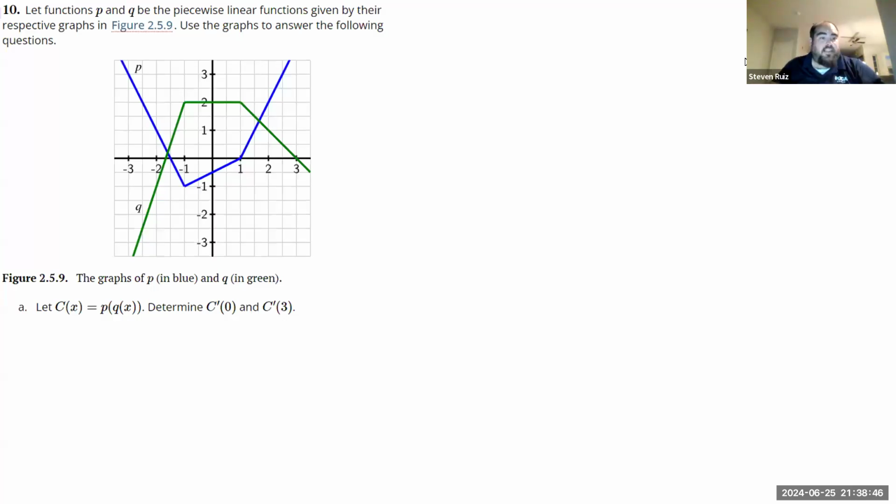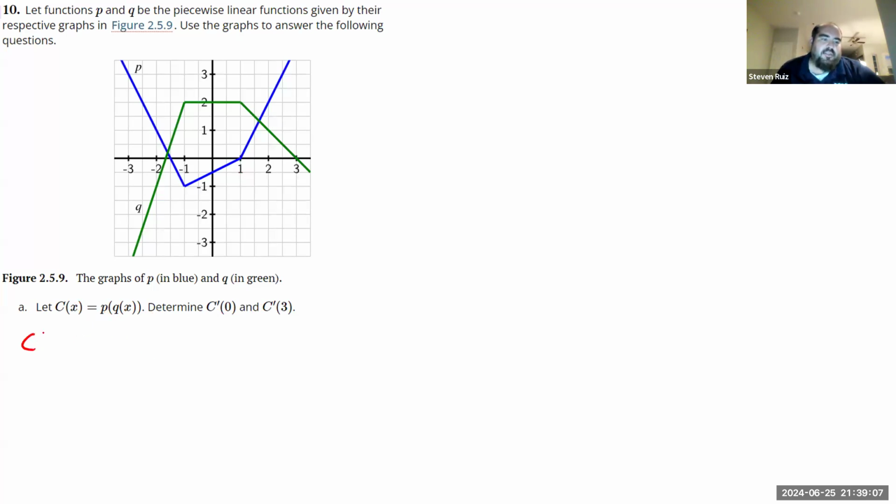All right, so this is section 2.5, exercise 10. We've seen these two piecewise linear functions in some other exercises. Now we're going to be using them to deal with the chain rule. So we have this function c, which composes p with q, and I want to find a couple of derivatives here. First, what is c prime of 0?